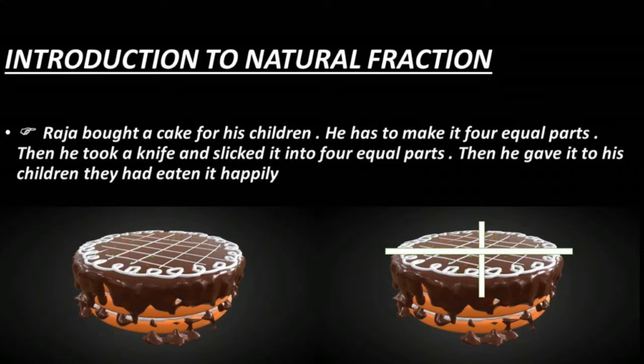Raja bought a cake for his children. He had to make it into 4 equal parts. Then he took a knife and sliced it into 4 equal parts. Then he gave it to his children. They ate happily.